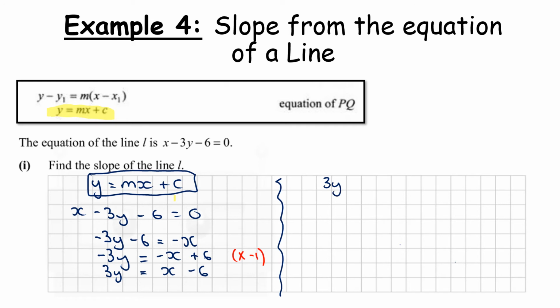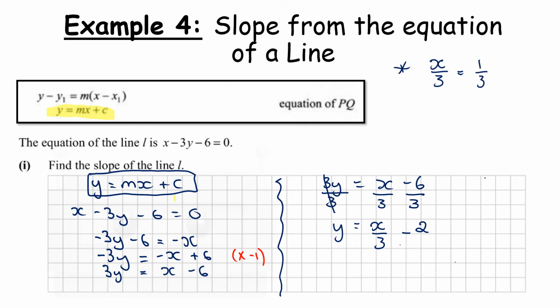So just to give myself a bit more space, I'm going to write it down up here. In order to make that look like just a y, I'm going to divide everything by 3. So these cancel, I'm left with y equals x over 3 minus 2. Now, it's still not quite in the form y equals mx plus c, so I'm going to work a little bit up here. If I have x over 3, that's another way of saying 1/3 of x. Because I could write that as x over 1 and multiply across the top to get x and across the bottom to get 3.